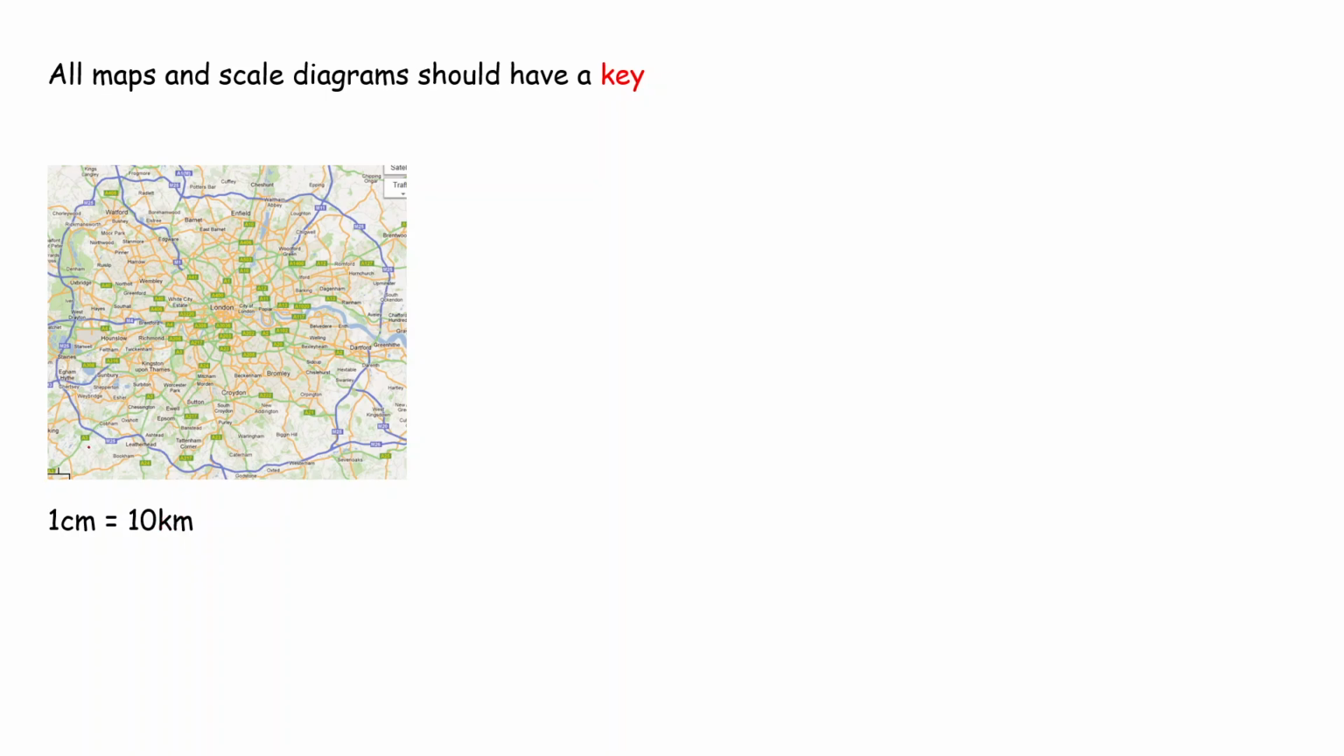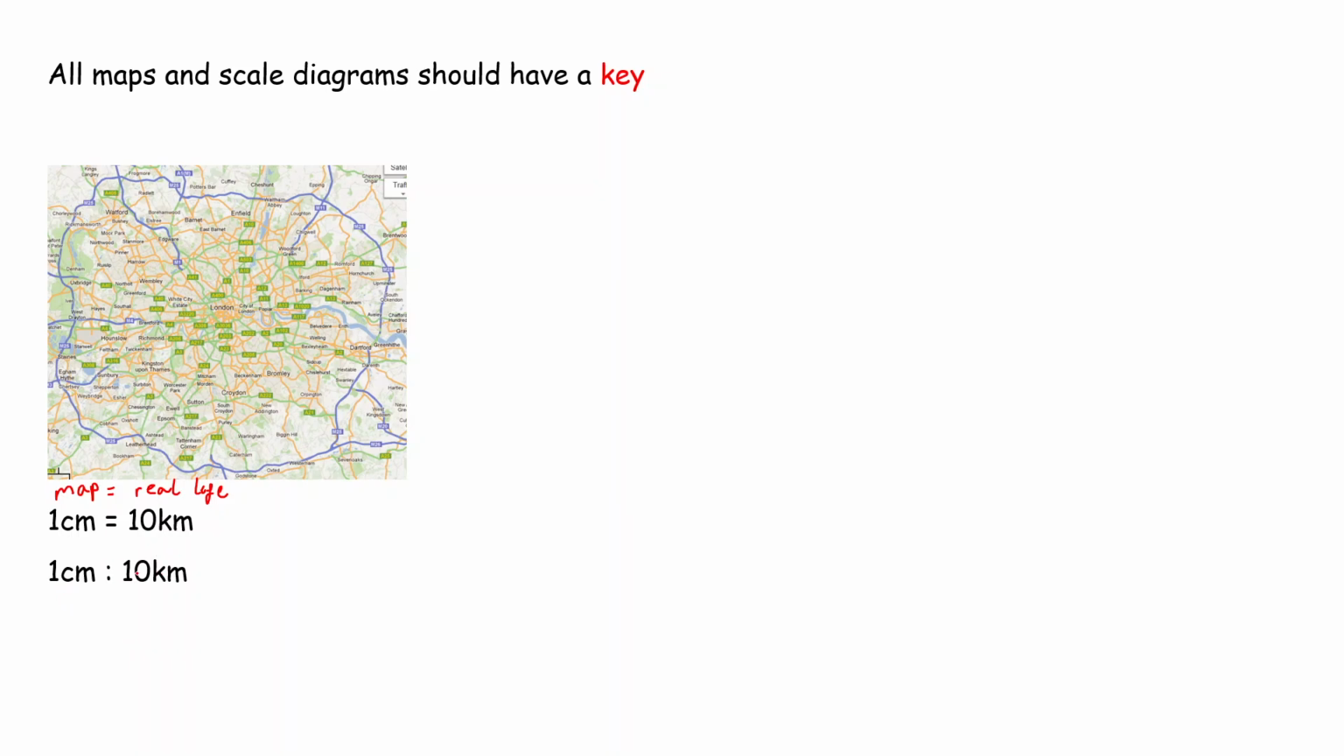So you could label it something like this. You could say that on the map, if you were to measure a distance, you've got the map size compared to the real life size. And the way that I like to do this is to put it into a ratio format. So we can say that 1 centimeter is 10 kilometers.